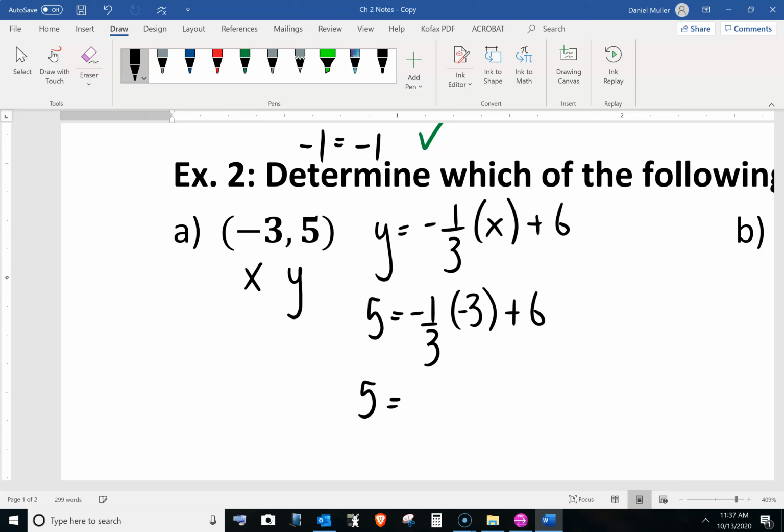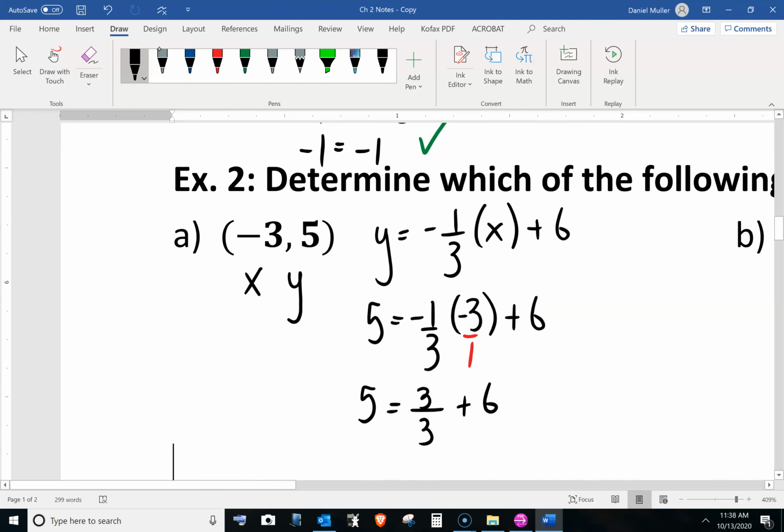Now left is only a 5. Now negative a third times negative 3, well, this just becomes 1. If you have 3 times a third, those end up canceling out. If you wanted to do it as a fraction, you could just make a little note to yourself. This is technically over 1. And so then you would have negative 1 times negative 3, just multiply the tops together, which is 3. 3 times 1, which is also 3. And then you have a plus 6.